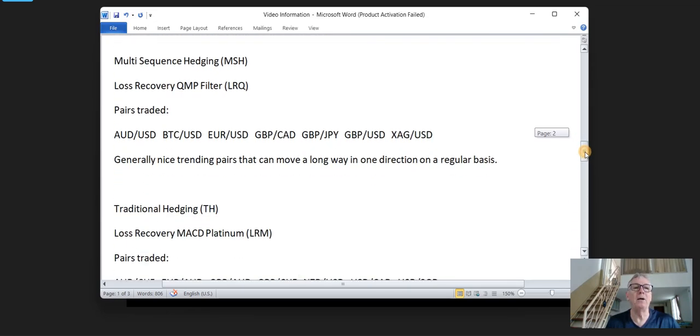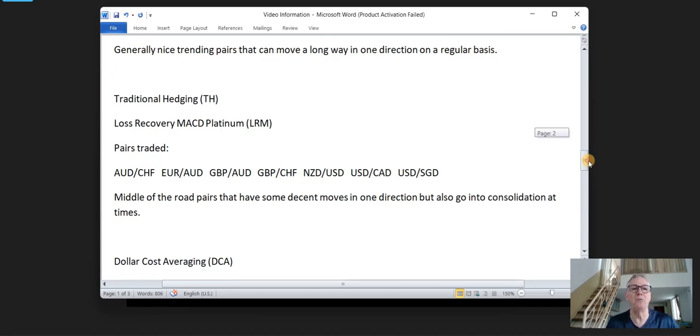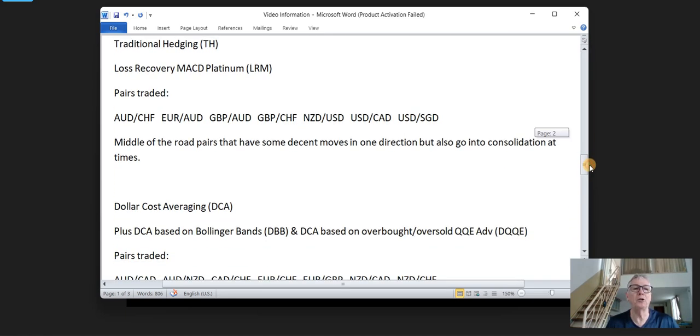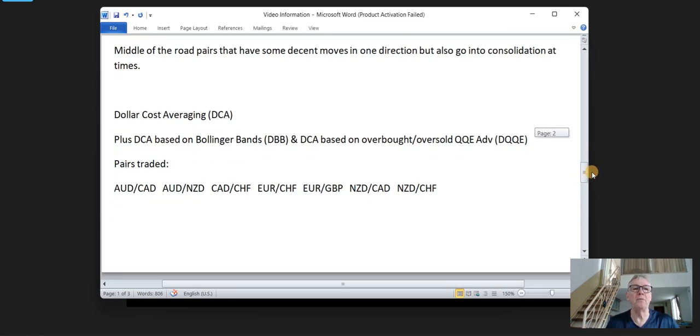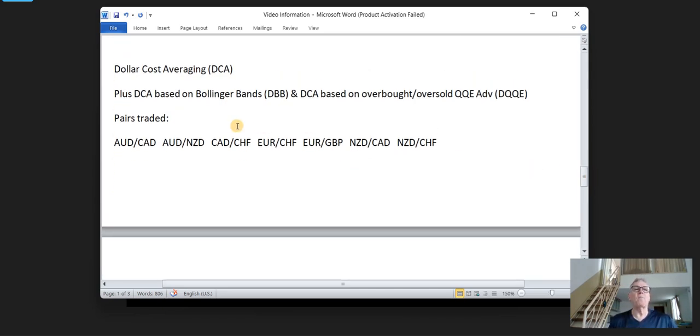All right, we've already covered the multi-sequence hedging, and there's the pairs for that. Traditional hedging, we've already covered that, and the 2 loss recoveries. Now here's the dollar cost averaging. So we've got the dollar cost averaging, DCA, then we've got plus DCA based on Bollinger bands, which are called DBB, and DCA based on overbought, oversold on the QQE advance, which I just call DQQE. You'll see these in a minute. I'll show you them on the charts.